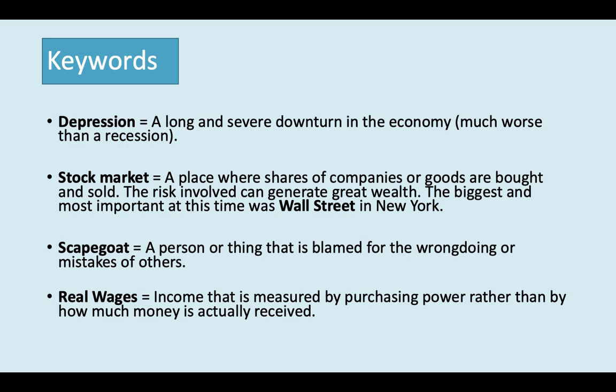A scapegoat is a person or a thing that is blamed for the wrongdoing or mistakes of others. When things go wrong, sometimes some groups in society like to point the finger at certain people to say that's where the problem was. So that again is something we have to bear in mind about what the consequences really were of this big event we're going to be looking at today.